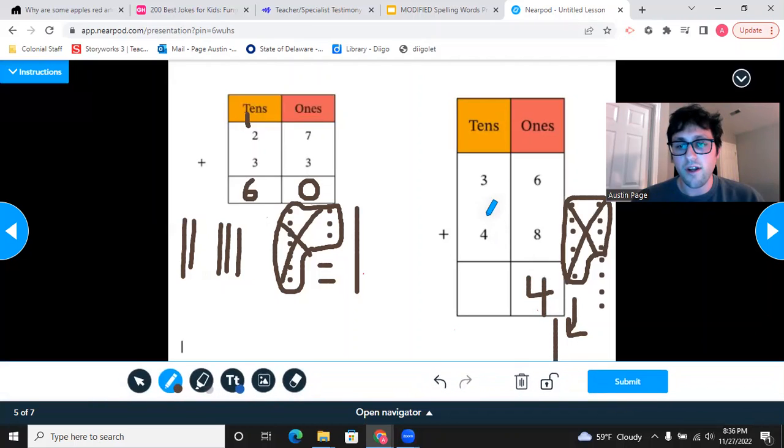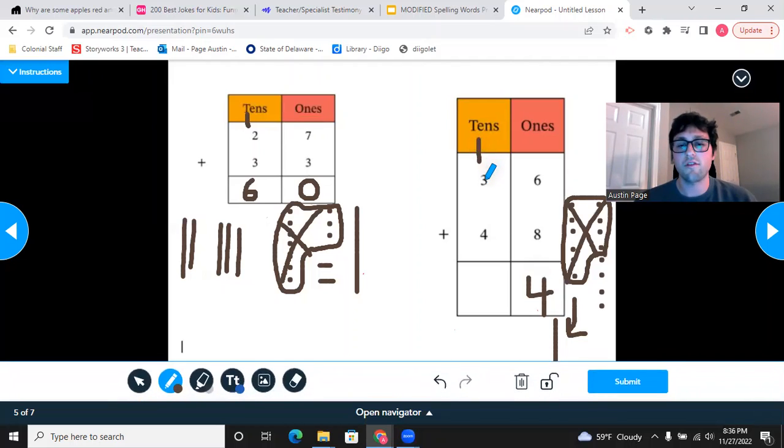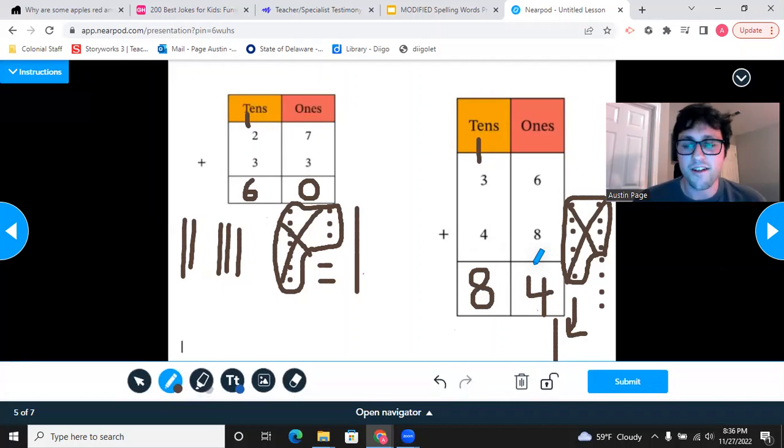And I got 1 extra 10. So I have to put my extra 10 up there. Now 1 plus 3 is 4. 4 plus 4 more is 8 in my tens column. So my answer here is 84. All right. So this is what regrouping lets us do. It lets us solve a lot bigger problems.